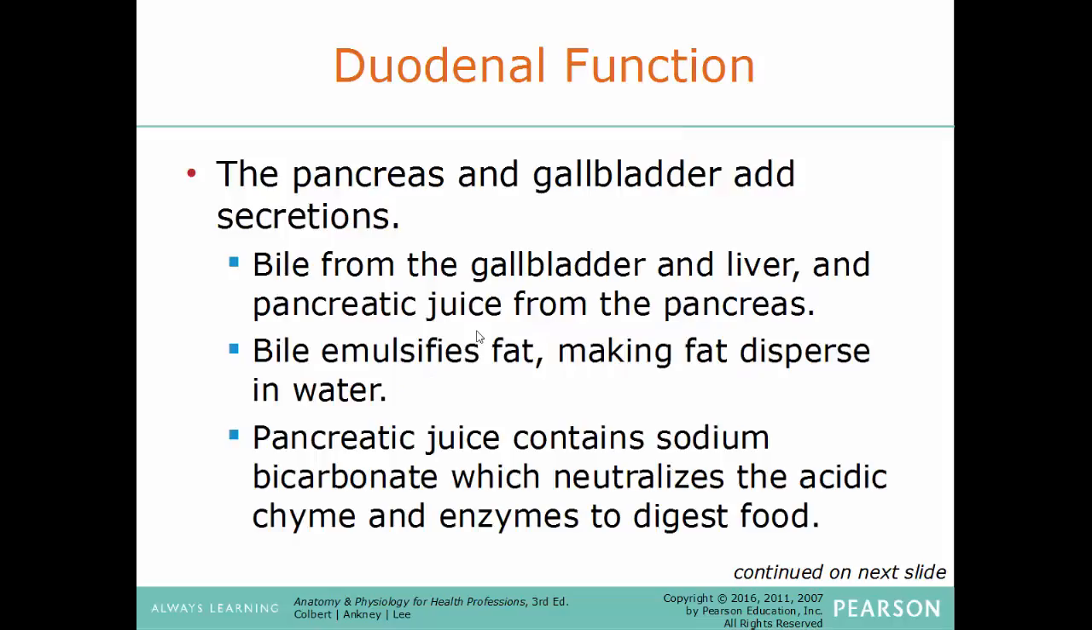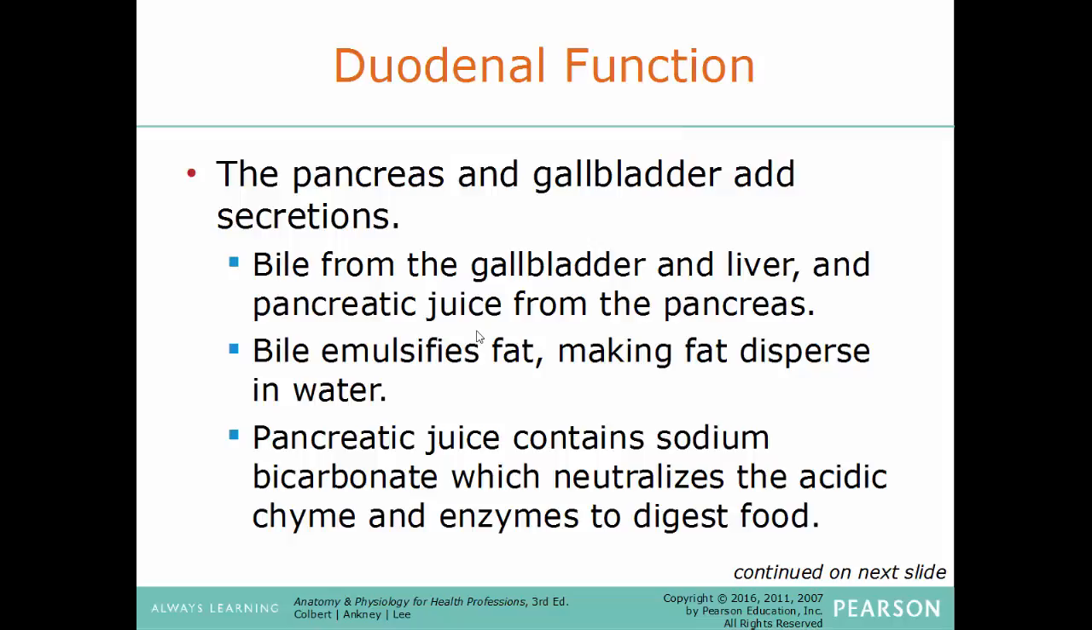Now, the pancreas and the gallbladder will also add secretions into the duodenum. You'll get bile from the gallbladder and liver, and then pancreatic juice from the pancreas. The bile will work to emulsify or break down fats into usable forms, making the fat disperse in water. When you emulsify fat, you're turning it into basically water droplets. And then the pancreatic juice will contain bicarbonate, sodium bicarbonate ions, which will help neutralize the acidic chyme, so your small intestine is able to handle the acidic nature of it.